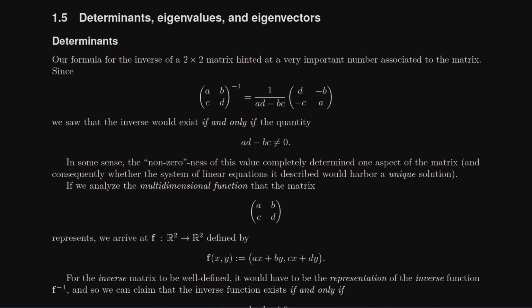So let's just talk about this formula for the inverse of a 2 by 2 matrix right away. If we have A, B, C, D, and we want to invert that matrix, we get this term out front, 1 divided by AD minus BC. And so you find out very quickly that if the quantity AD minus BC is not equal to 0, then an inverse exists. And more precisely, if AD minus BC is equal to 0, then an inverse cannot exist.